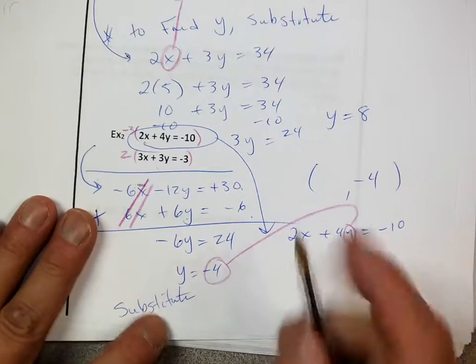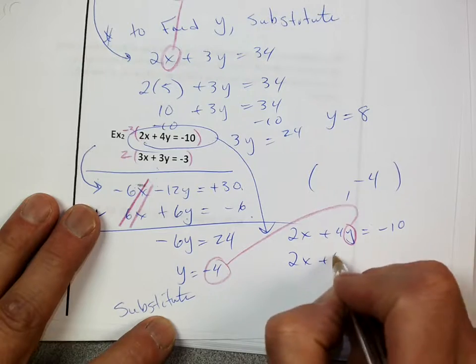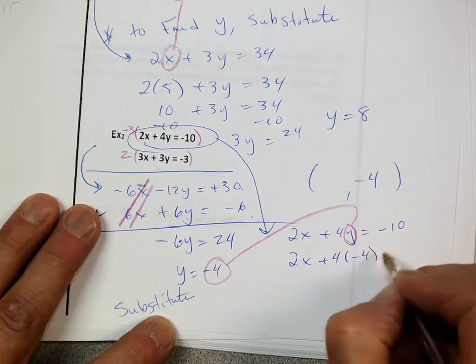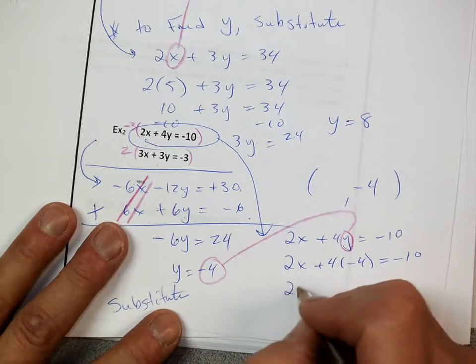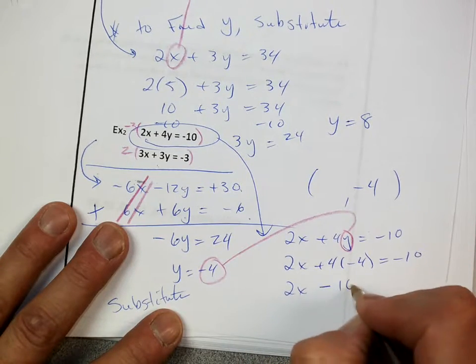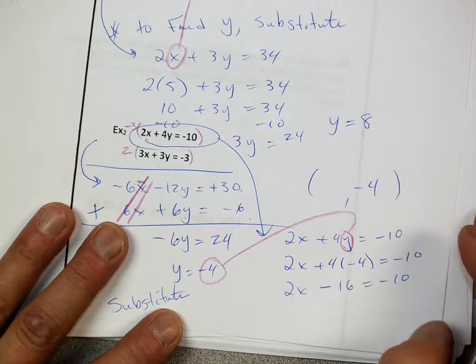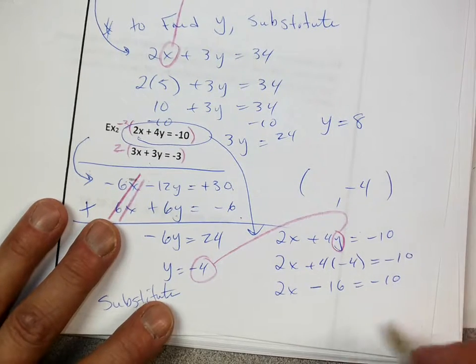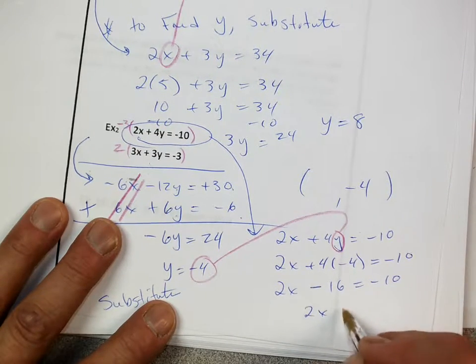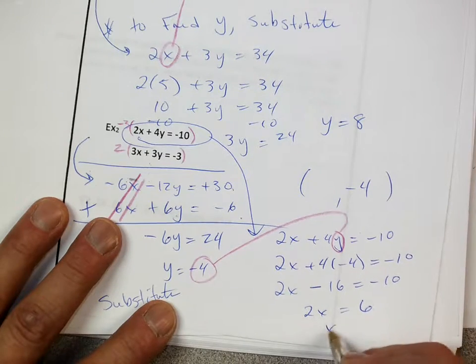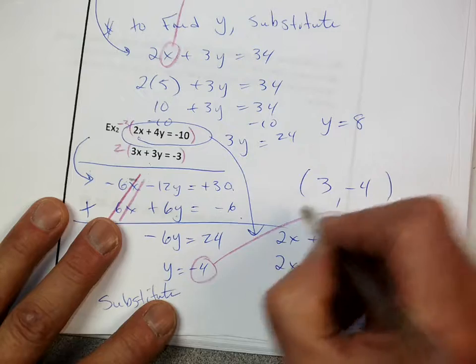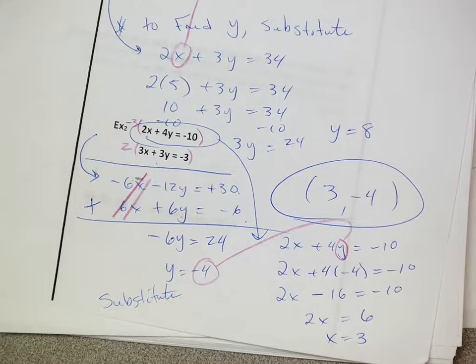So we'll have 2x plus 4 times negative 4 equals negative 10, right? 2x minus 16 equals negative 10. Plus 16, 2x equals 6. Divide by 2, x equals 3. Thumbs up? Seem pretty easy?